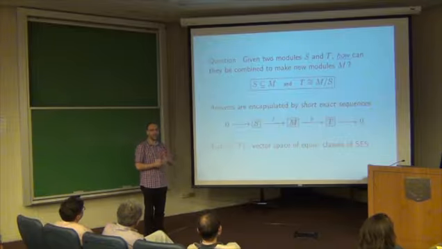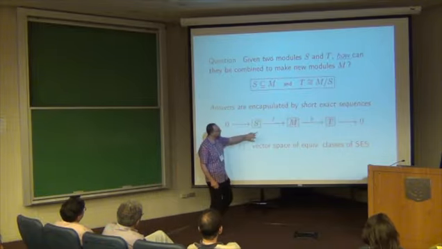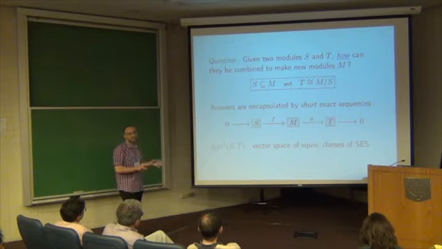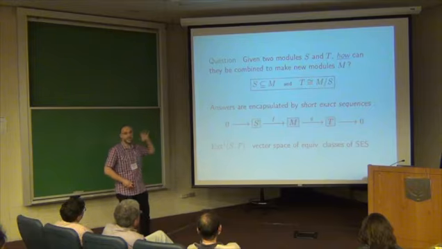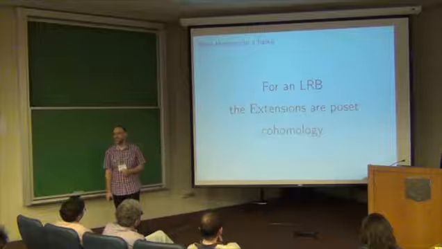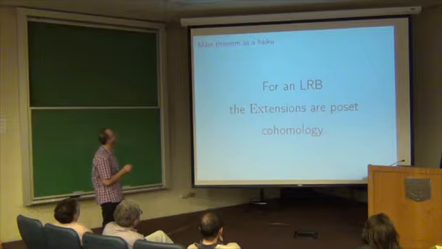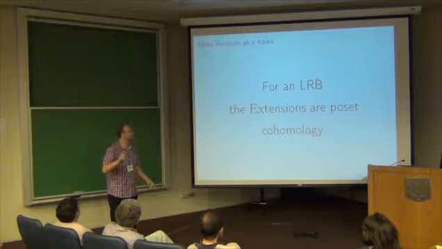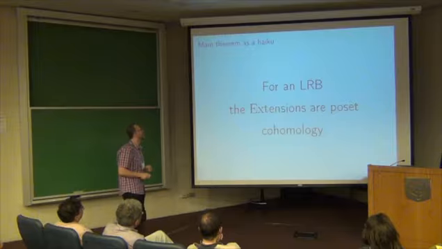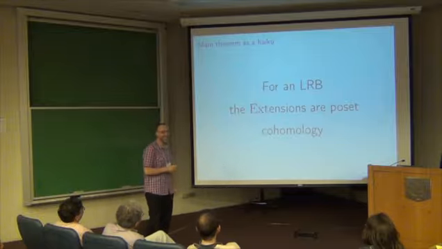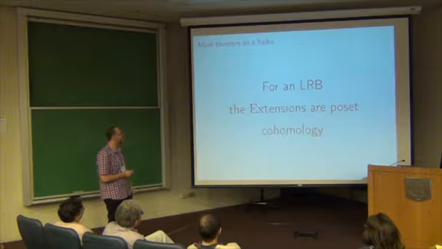If you want to do n-extensions, all you need to do is expand the M here by putting in more modules. But the point is that this is answering a very natural question, and we could do it using poset topology. Here is an informal statement of the theorem, stated as a haiku. So, for a left regular band, well, sorry, that doesn't work. Sorry. For an LRB, the extensions are poset cohomology. And that scans adequately.